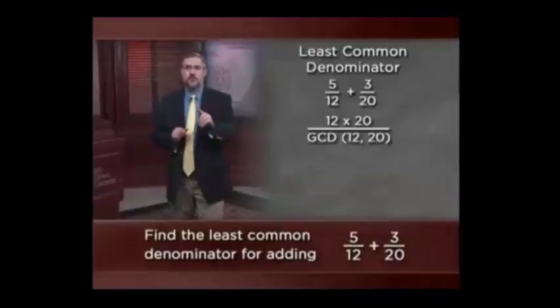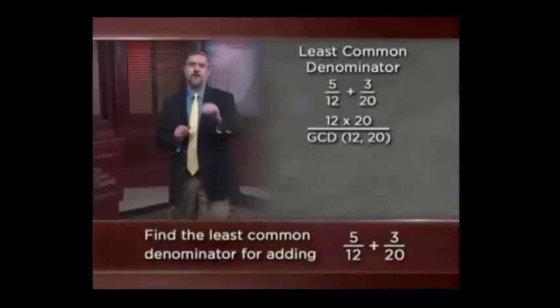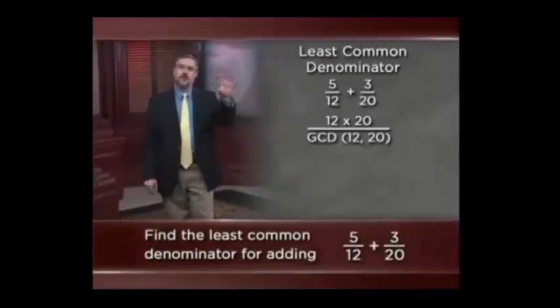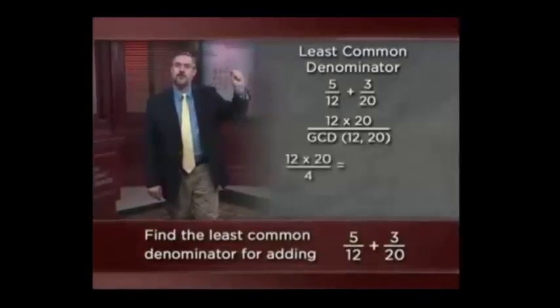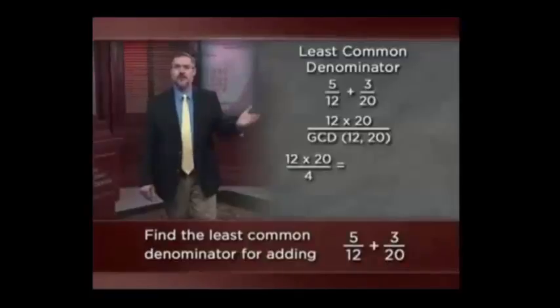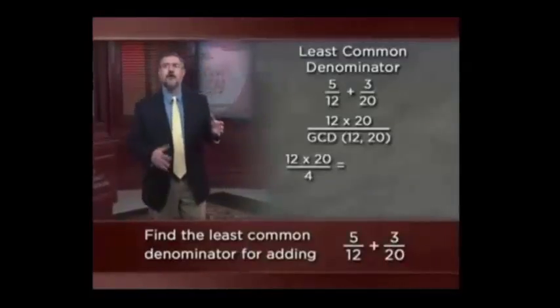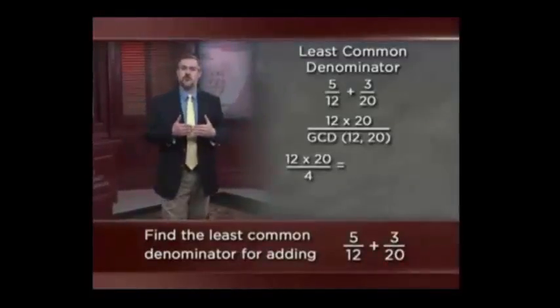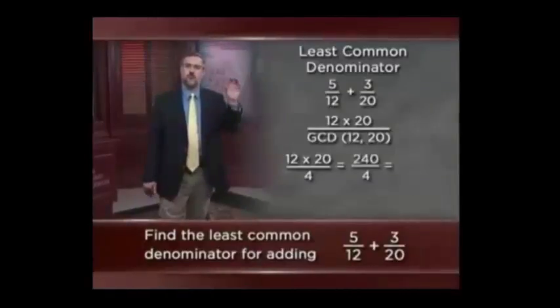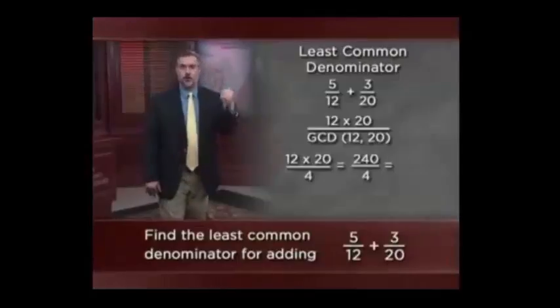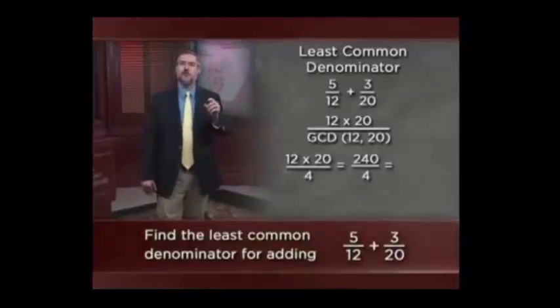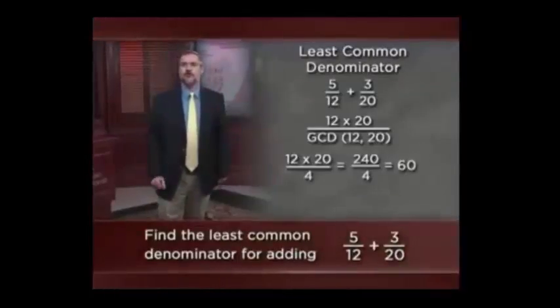Now, the GCD of 12 and 20 is equal to 4. We found that a few moments ago. And so this fraction that I'm staring at is really equal to 12 times 20 over 4. And we can calculate this with no trouble. 12 times 20 is equal to 240. So this is just 12 times 20 over 4, or 240 over 4, and that's equal to 60 if you just do a little long division.